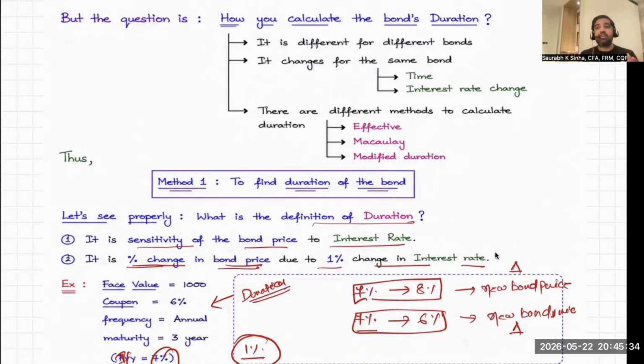So what is the next session about? Next session is about deriving the formula of duration, which is written in a book. We are not going to mug up the formula. We will derive the formula for duration.